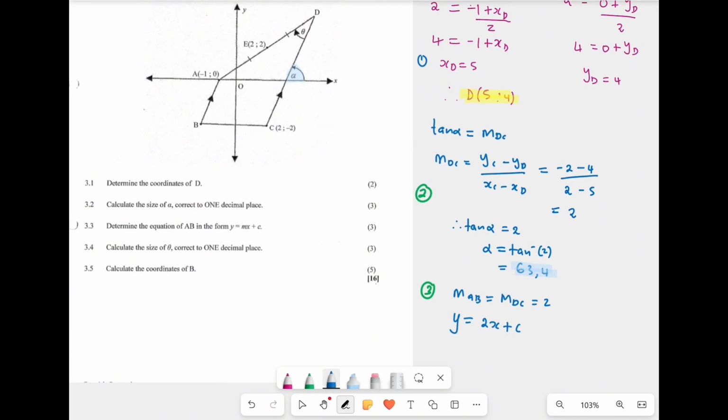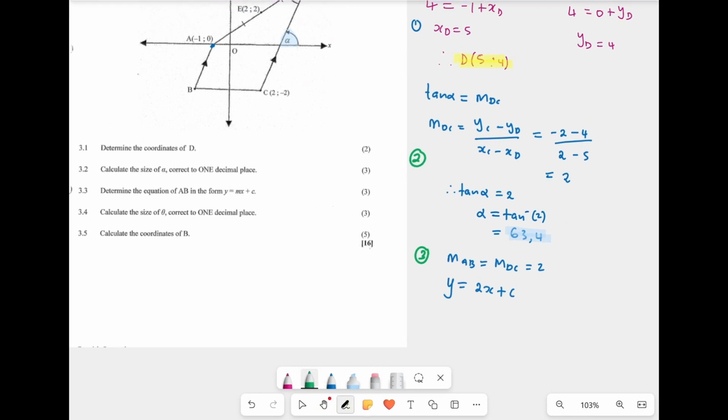Our m is 2, so y equals 2x plus c. To calculate c, we have one point that lies on line AP, which is point A. Point A is (-1; 0). So instead of y we put 0, and 0 is equal to 2 multiplied by -1 plus c. Transposing the -2, it becomes +2, equal to c. Therefore, our equation is y is equal to 2x plus c, where c is 2. So that is the equation of the line AP: y equals 2x plus 2.